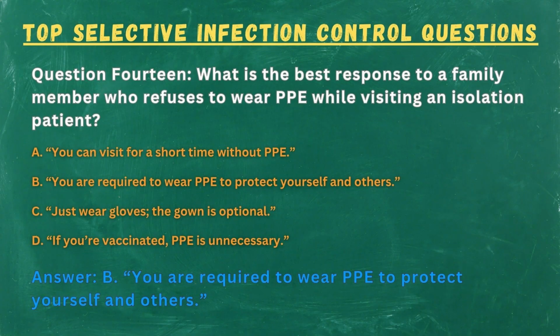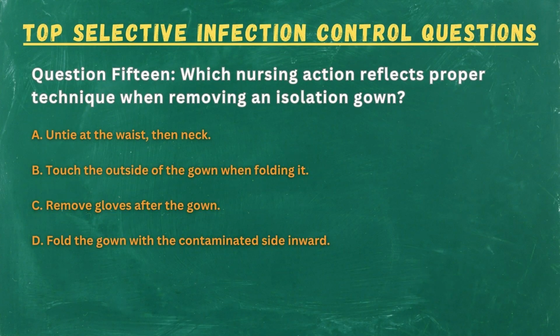Answer: B. You are required to wear PPE to protect yourself and others. Question 15. Which nursing action reflects proper technique when removing an isolation gown? A. Untie at the waist, then neck. B. Touch the outside of the gown when folding it. C. Remove gloves after the gown. D. Fold the gown with the contaminated side inward.